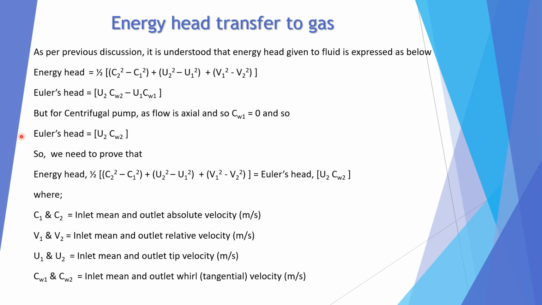So we need to prove that energy head, which is equal to half into bracket start C2 square minus C1 square plus U2 square minus U1 square plus V1 square minus V2 square bracket close, is equal to Euler head, which is equal to U2 into CW2, where C1, C2 are inlet and outlet absolute velocity in meter per second, V1, V2 are inlet and outlet relative velocity in meter per second, U1 and U2 are inlet and outlet tip velocity in meter per second, and CW1, CW2 are inlet and outlet whirl velocity or tangential velocity in meter per second.